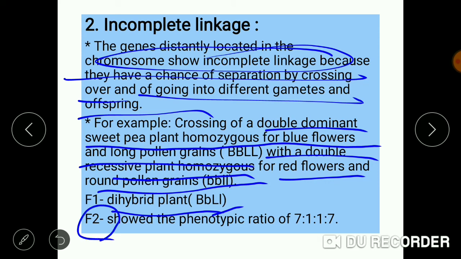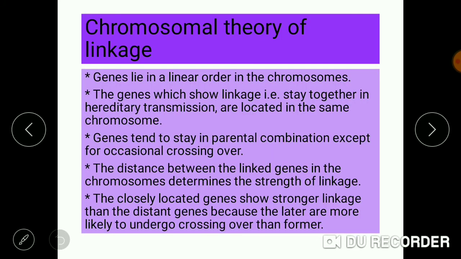We have got the F2 generation, which has the phenotypic ratio of 7:1:1:7. This shows that there has been a process of recombination taking place over here. Recombinants are formed due to the incomplete linkage, which has led to the process of crossing over and transfer of the genes to different gametes.